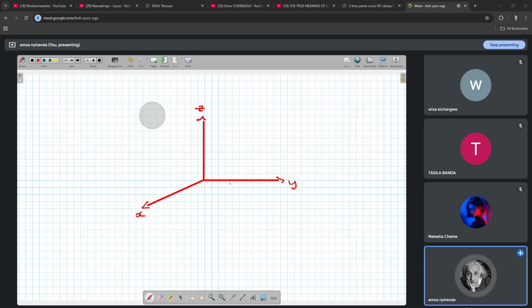Then the unit direction of vector along the y-axis is known as j.